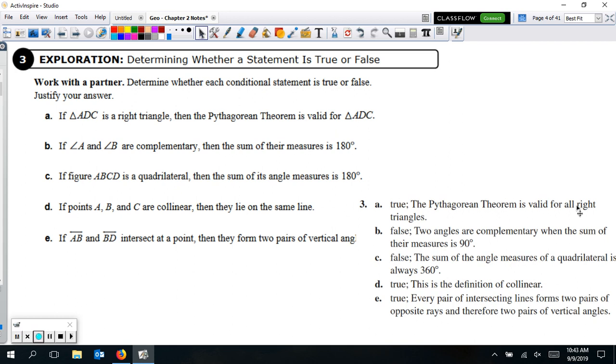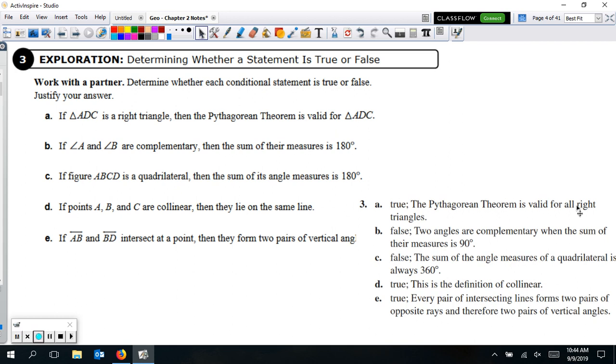C says if figure ABCD is a quadrilateral, then the sum of its angle measures is 180. Now that one you might not have known. Maybe you remember that from somewhere before. But the inside angle measures of a four-sided figure, a quadrilateral, are always going to add up to 360, not 180. A triangle is 180, but a quadrilateral is 360. So again, C is false, because the sum of the angle measures of a quadrilateral is always 360.